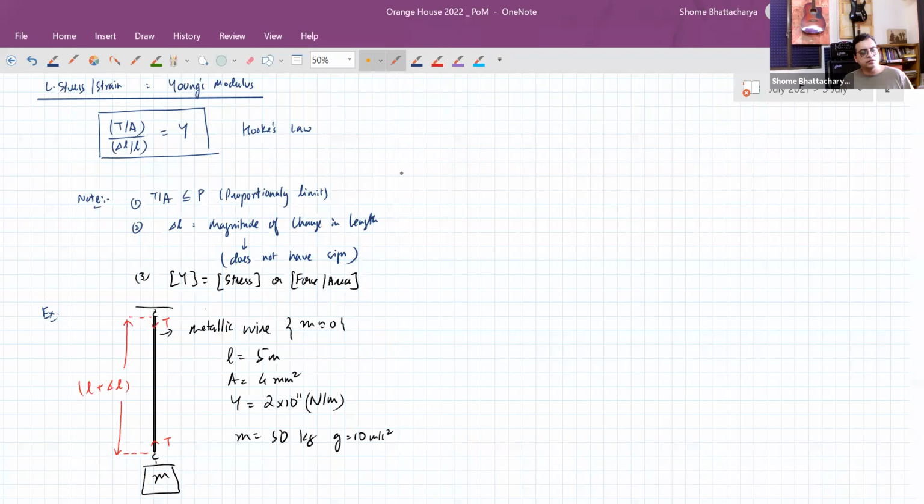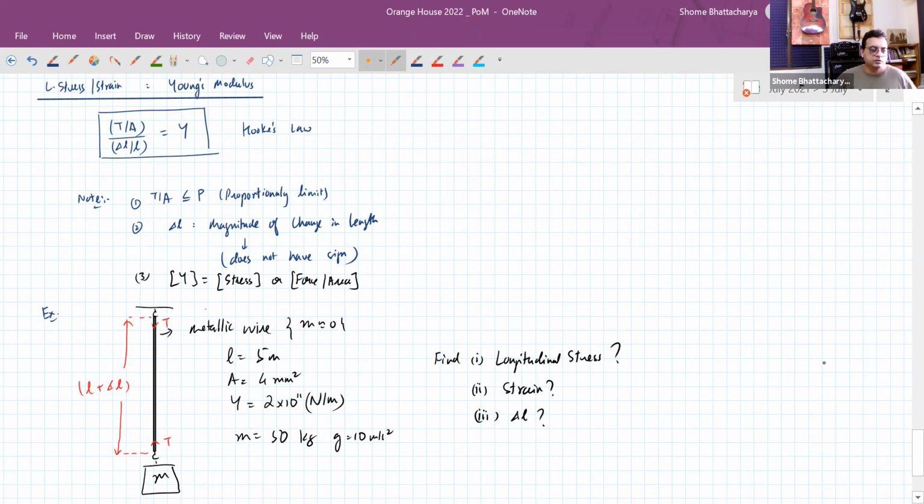So now we want to find the longitudinal stress in the wire, the strain, and from that the elongation. These three things we want to find out.